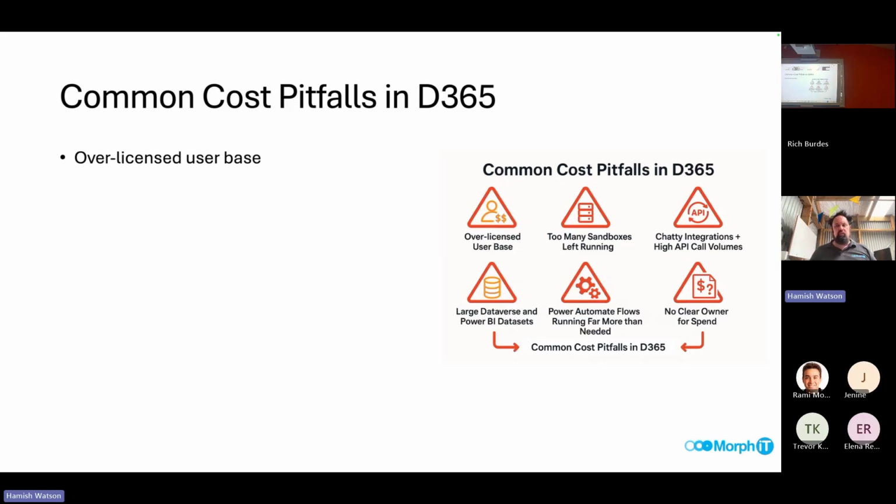Many orgs end up paying for full finance, sales, and customer service licenses for people who actually only perform light tasks, so approvals, lookups, or basic interactions. And so we should look at what that activity is for our users, and can they be shifted to activity or team member licenses without impacting productivity. And so again, FinOps starts by asking, does this user truly need the license that we're paying for?